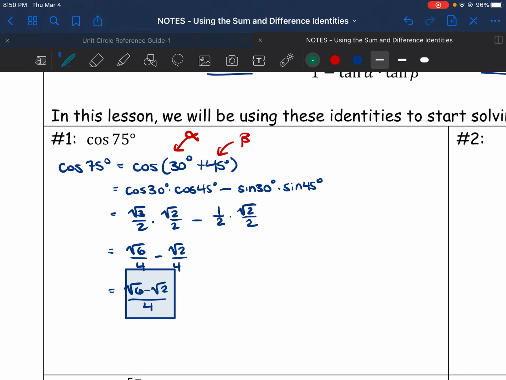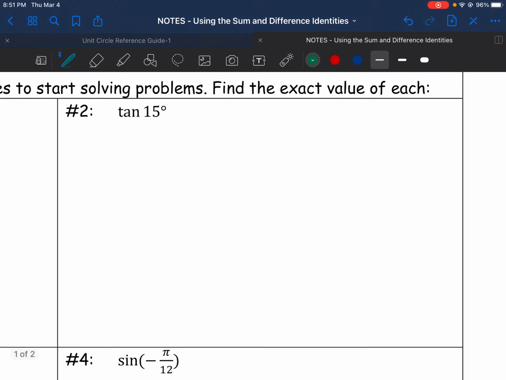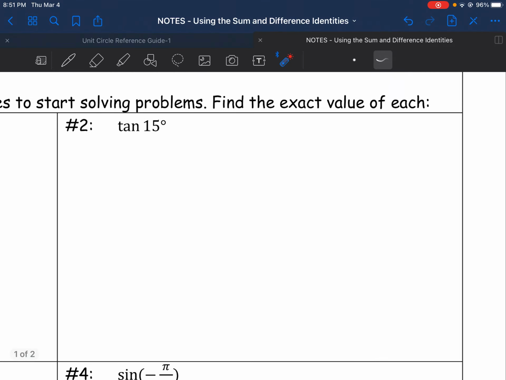Let's try a couple more examples here. Here, let's try a tangent example, and you're going to see this one is going to require a little bit more work on our part, as far as the calculating goes at least. So tangent of 15 degrees, again, we want to find two angles from the unit circle that either when we add them together give us 15 degrees, or when we subtract them, give us 15 degrees.